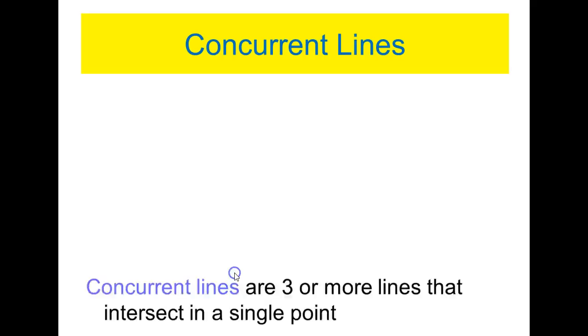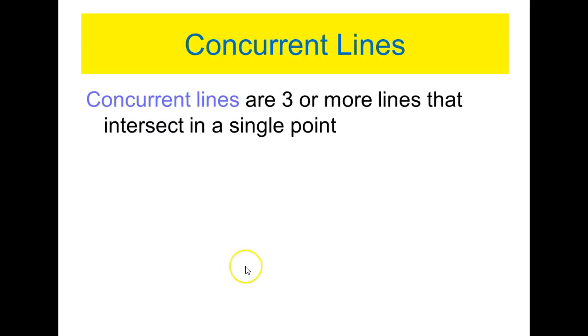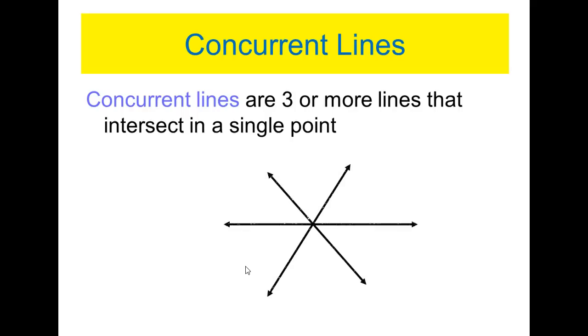First, we're going to start with a couple definitions. The first one is something called concurrent lines. Concurrent lines are three or more lines that intersect in a single place. So here's a picture, and the point where they come together is sometimes called the point of concurrency. And those three lines are concurrent lines.